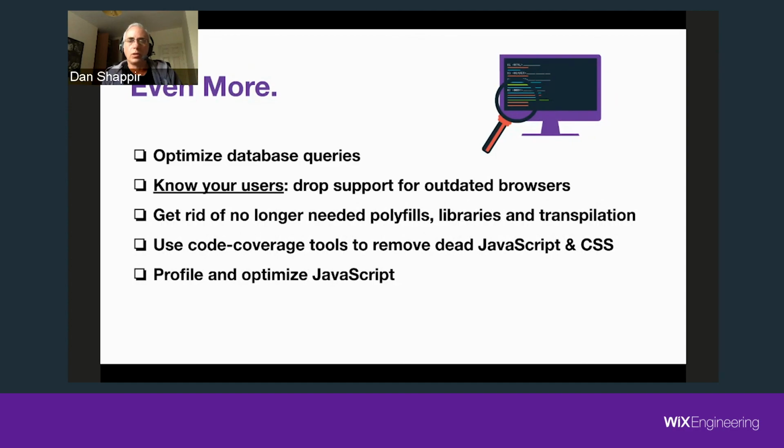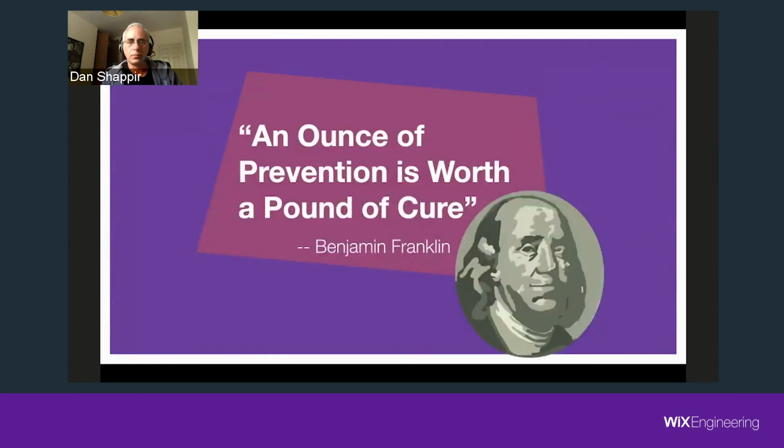And if you know that you don't need to support older browsers, then you can avoid using all sorts of polyfills and libraries and transpilation that's required for those old browsers. Use code coverage tools like the ones available in the Chrome DevTools to analyze and find maybe some of the JavaScript or CSS that you're downloading isn't even needed. Use a profiler to optimize your JavaScript. And just make changes, do experiments, measure the results, keep what works, and throw away what doesn't.